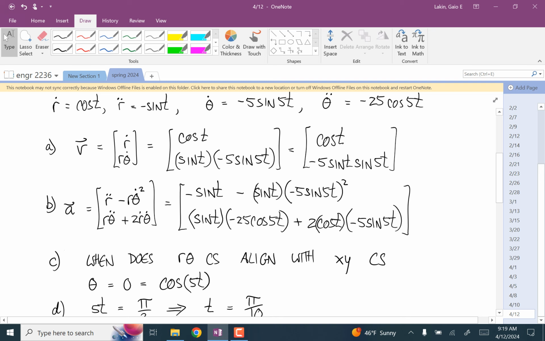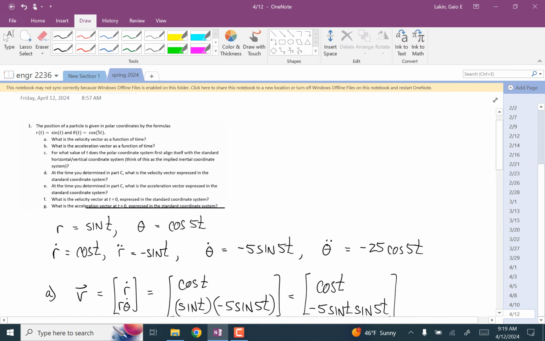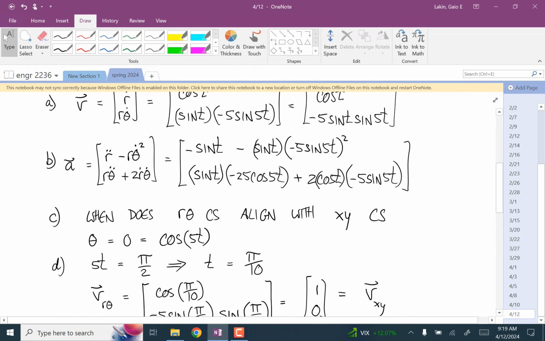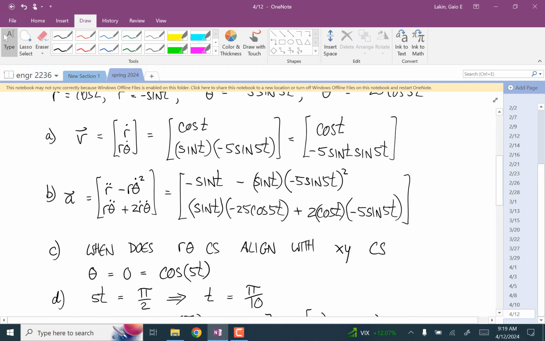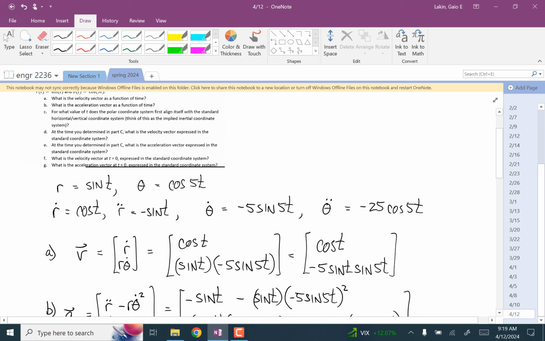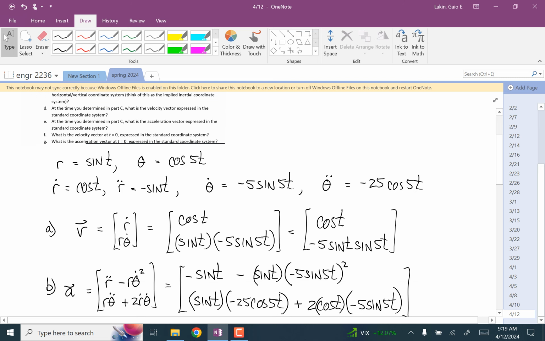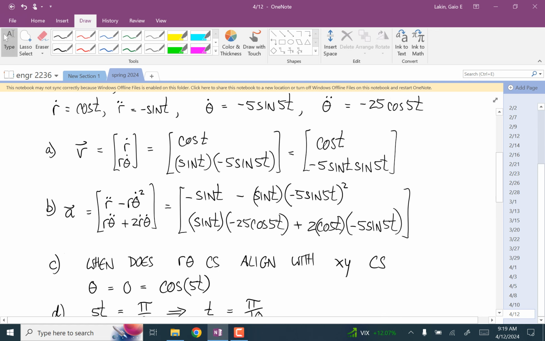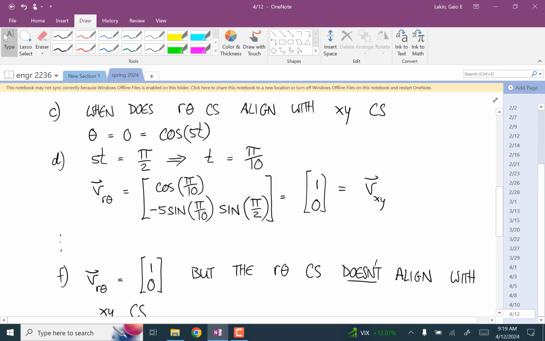That came from the fact that theta, we're doing it at time equals 0, right? And so if you look at the function for theta, cosine of 5t, so you get 1 for theta. Yeah, and so theta always tells you the orientation of the r axis. Yeah. Any other questions?